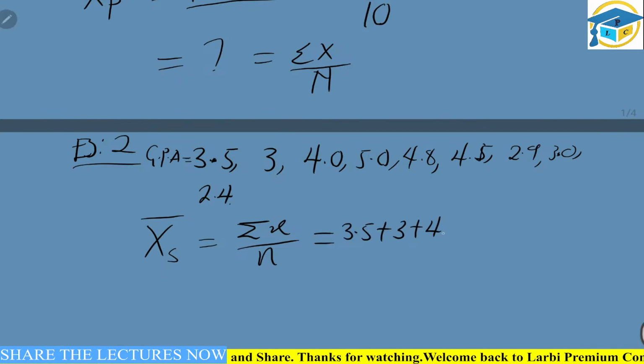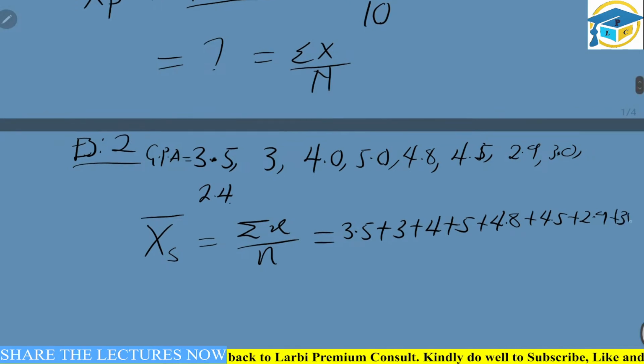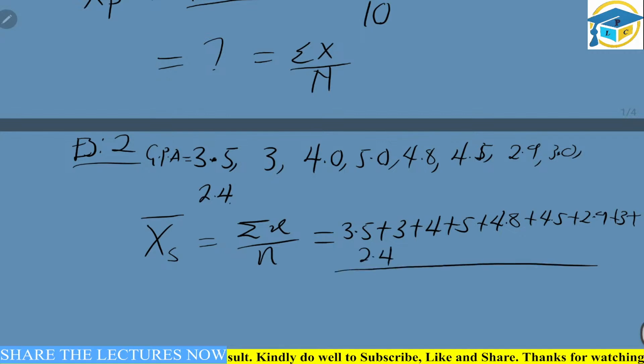So we have 3.5 plus 3 plus 4.0 plus 5 plus 4.8 plus 4.5 plus 2.9 plus 3, and lastly plus 2.4, all divided by 9. So here too, you provide an answer for us. What will be the sample mean? So this is how we calculate a sample mean.